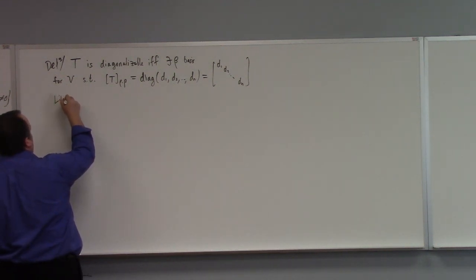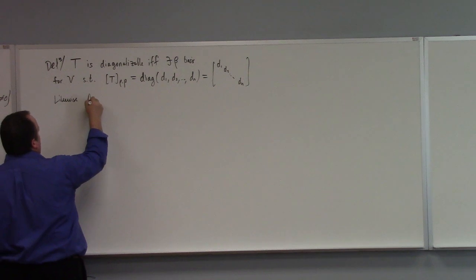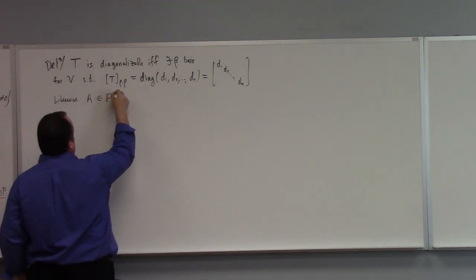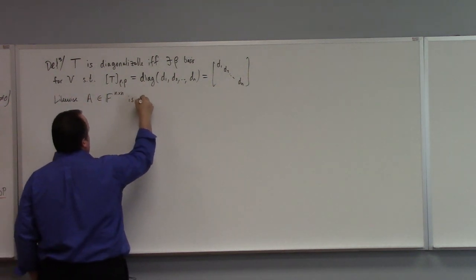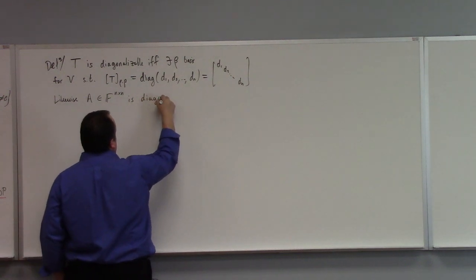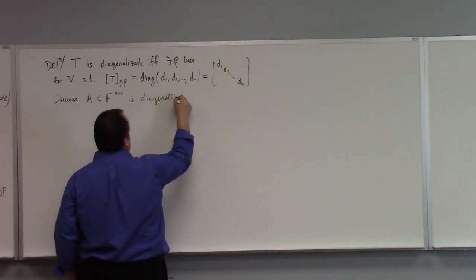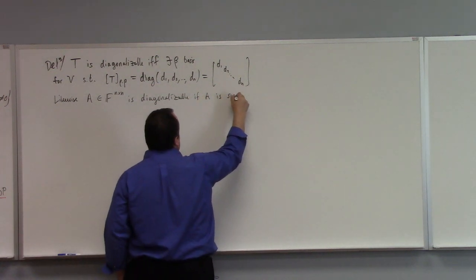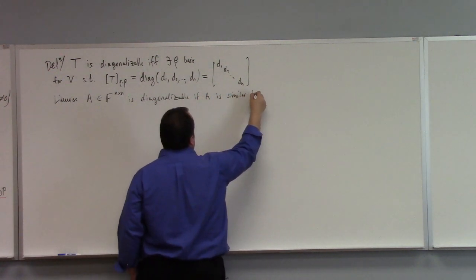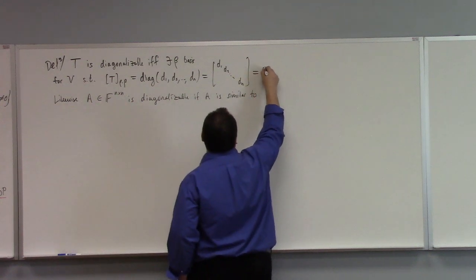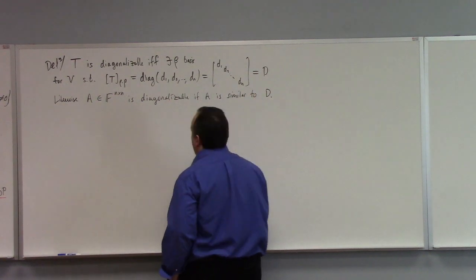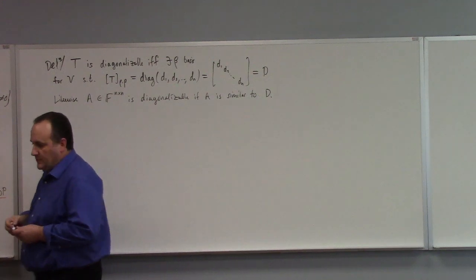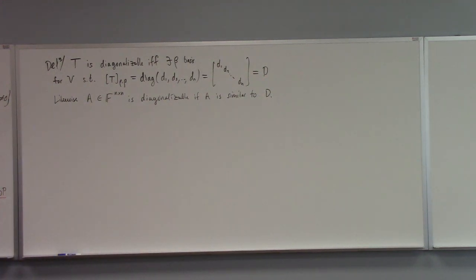Likewise, A in F^(n by n) is diagonalizable if A is similar to, let me call this thing D, if it's similar to a diagonal matrix, all right?